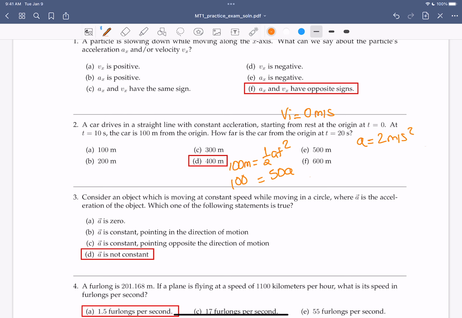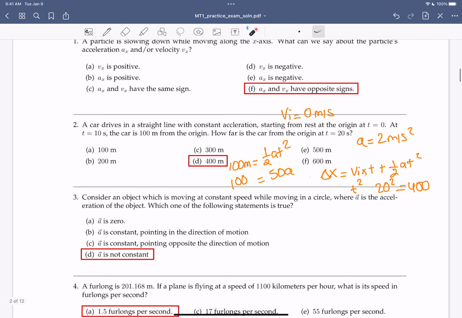Now we can use this same acceleration and plug it back into that same equation, Vix t plus half a t squared, to figure out what the displacement is after 20 seconds. Once again, our initial velocity is 0. We have half a t squared. a is now 2, so 2 times 1/2 is 1. That cancels out, so we're just left with t squared. Now t is 20 seconds, so that gives us 20 squared, and that's 400. That's how we get the 400 here.